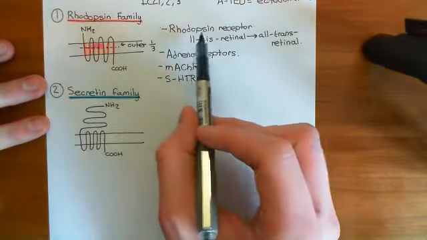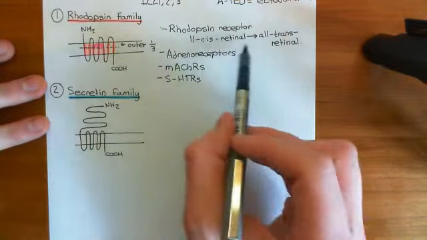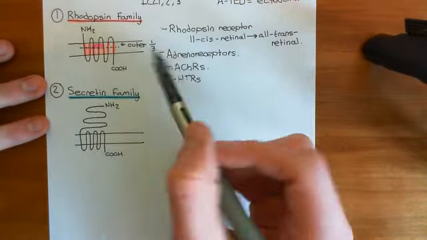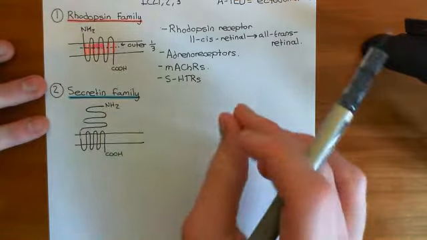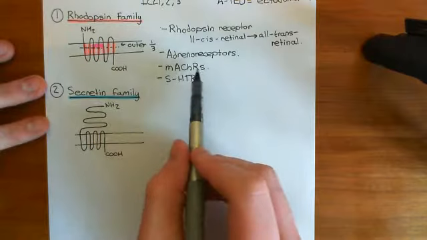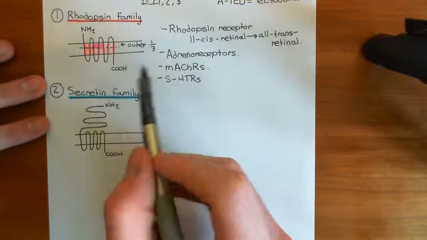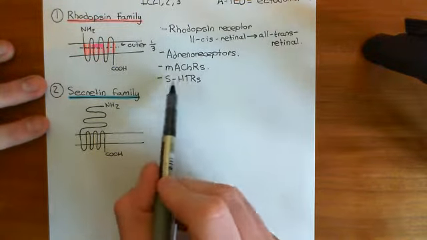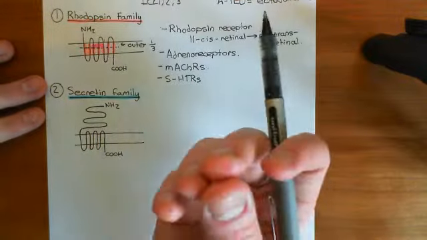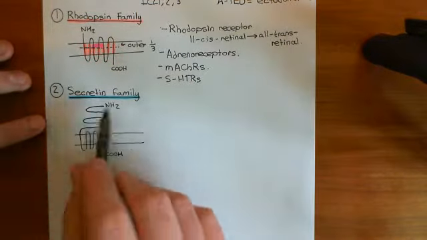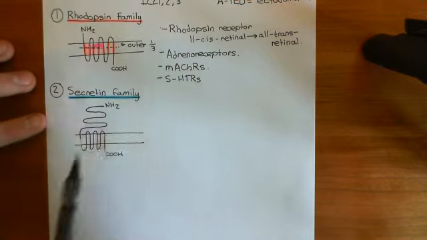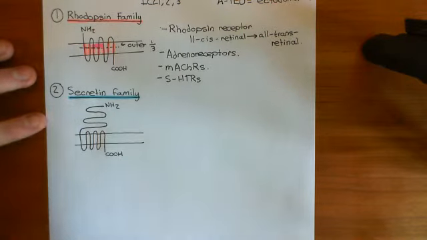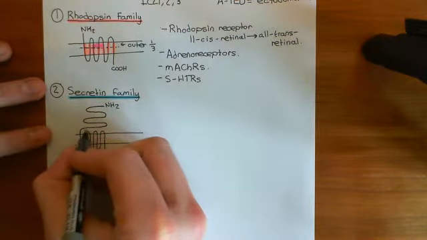their ligands. Rhodopsin has this little molecule 11-cis retinal. Adrenoreceptors have adrenaline and noradrenaline, small molecules. Muscarinic acetylcholine receptors, acetylcholine, a small molecule. 5-HT, serotonin, is a small molecule. These receptors in the secretin family nearly all have polypeptides as their ligands.